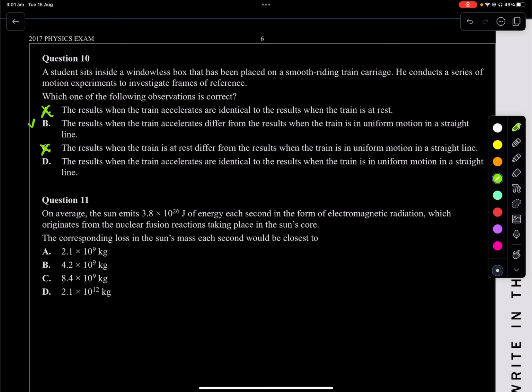And the results when the train accelerates, so we have some acceleration, let's say 2, are identical to the results when the train's at uniform. When the train's at uniform, it's 0, so they are not identical. So yeah, B can only be your answer for this one.